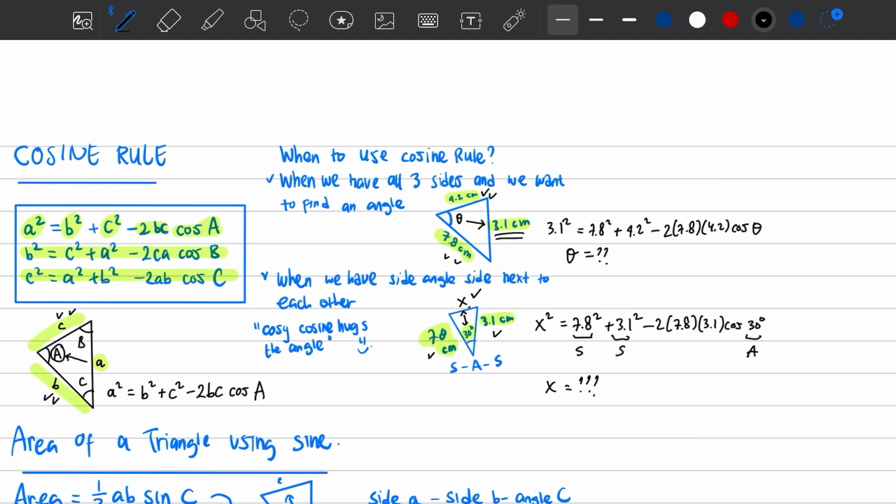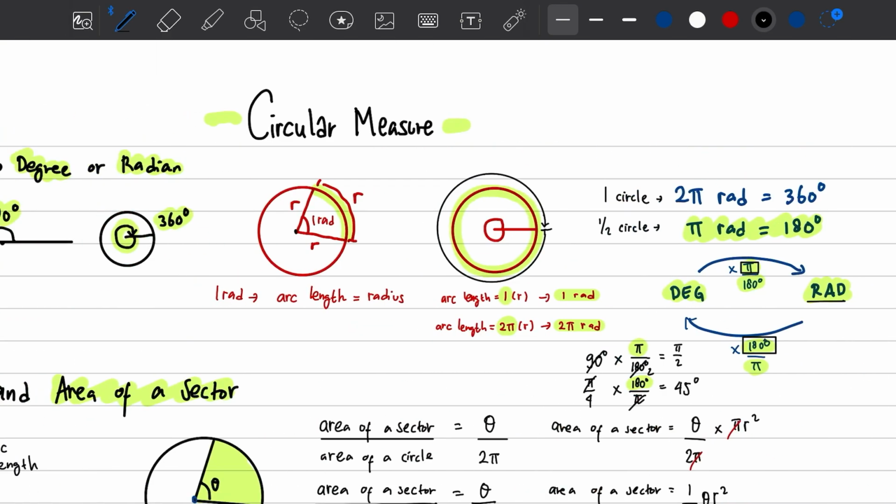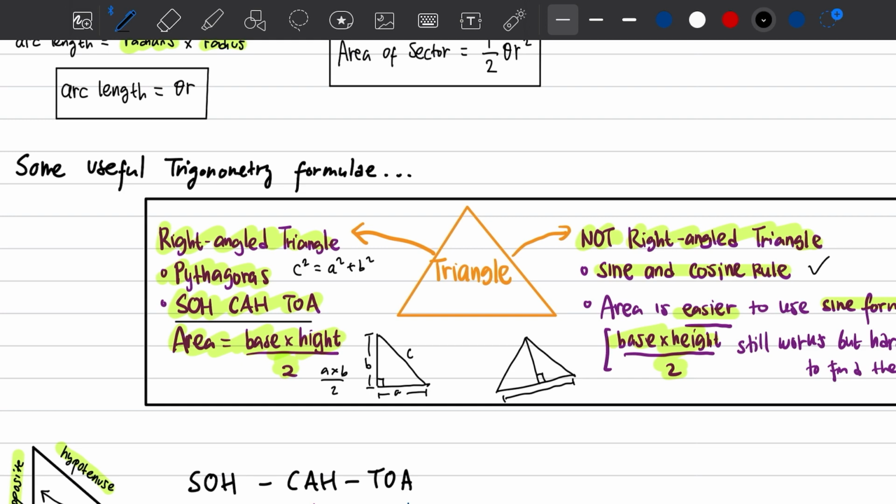So once again, the sine and cosine rules also apply to right angle triangles. They apply to all types of triangle, but if you have a right angle triangle, I suggest you use an easier way, which is Pythagoras or SOHCAHTOA.